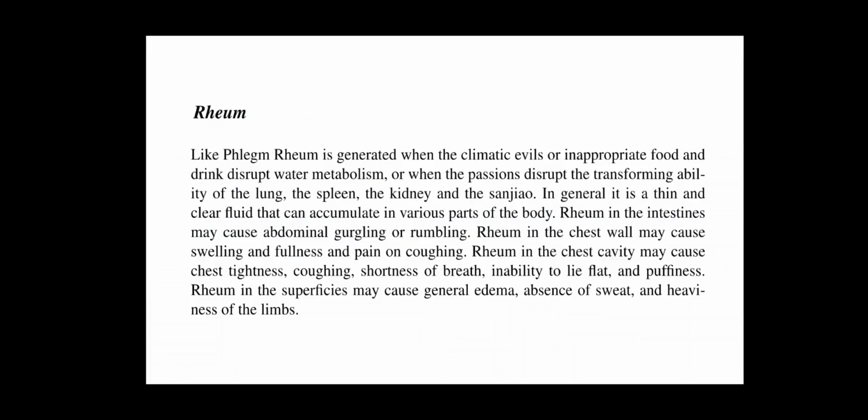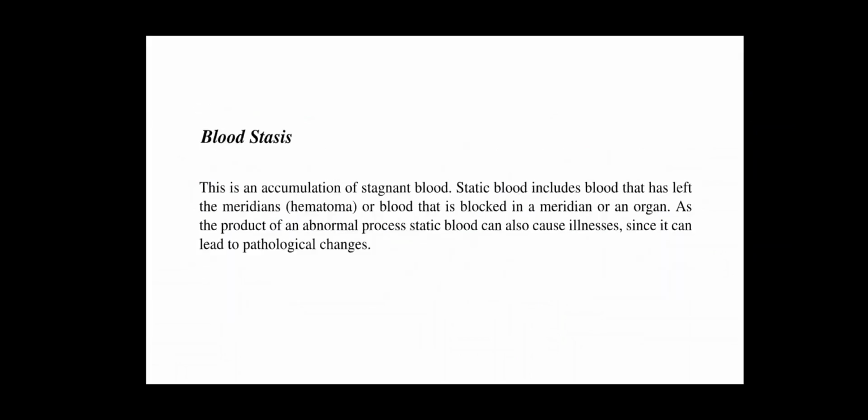In general, it is a thin and clear fluid that can accumulate in various parts of the body. Rheum in the intestines may cause abdominal gurgling or rumbling. Rheum in the chest wall may cause swelling and fullness and pain on coughing. Rheum in the chest cavity may cause chest tightness, coughing, shortness of breath, inability to lie flat, and puffiness. Rheum in the superficies may cause general edema, absence of sweat, and heaviness of the limbs.